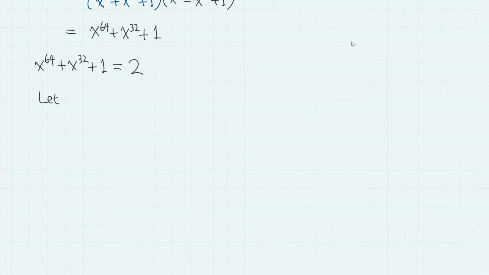Here, let's use the substitution x to the power of 32 equals t. Then we have the equation t squared plus t plus 1 equals 2. So t squared plus t minus 1 equals 0.